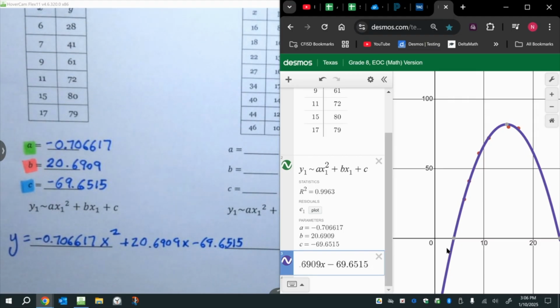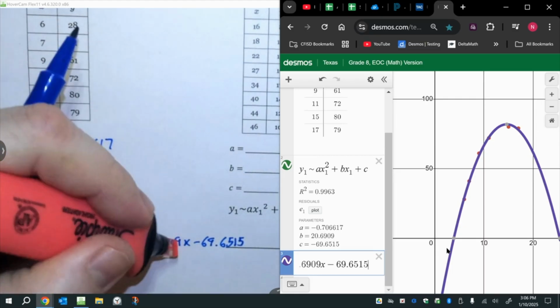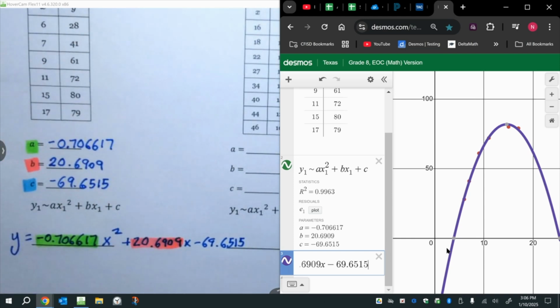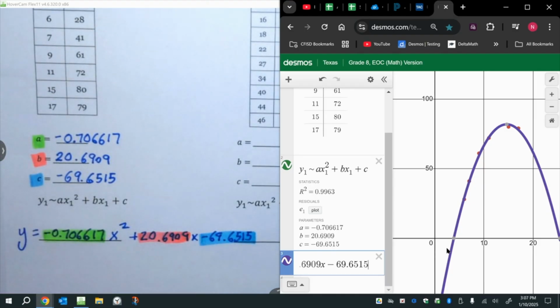Let me just highlight one more thing. So there's A, there's B, and here's C. Okay. All right. We got another one here.